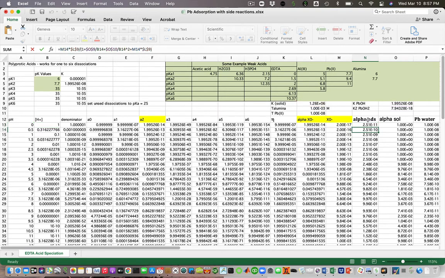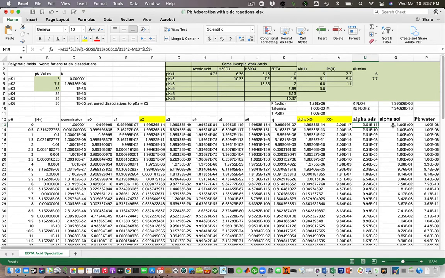As you might expect, that alpha starts at a very small value because the alumina is highly protonated, or fully protonated, under acidic conditions. But notice that this changes pretty quickly as we move out of very acidic conditions into intermediate pH values. And so lead is expected to be mostly bound to the solid phase once we get above a pH of 5.